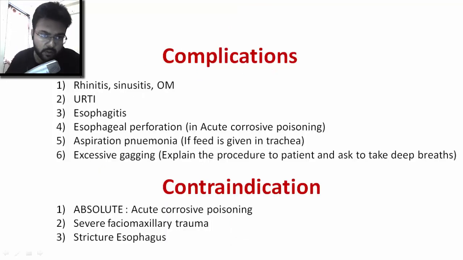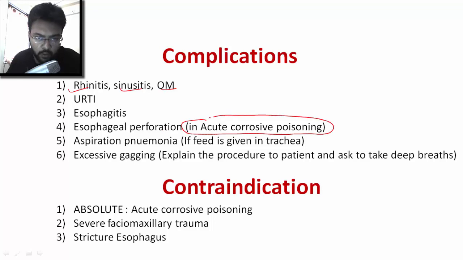Now let's see the complications of Ryle's tube. It can result in rhinitis, sinusitis or otitis media, upper respiratory tract infection, esophagitis or esophageal perforation if it is introduced in acute corrosive poisoning. It can result in aspiration pneumonia if by mistake the feed is given when the tube is in the trachea, or it can result in excessive gagging.